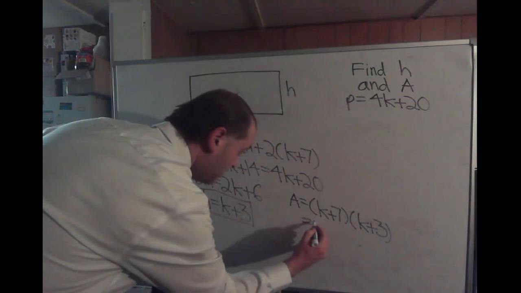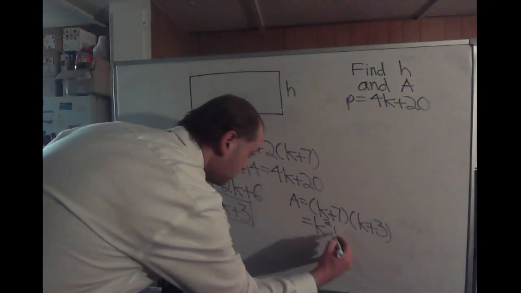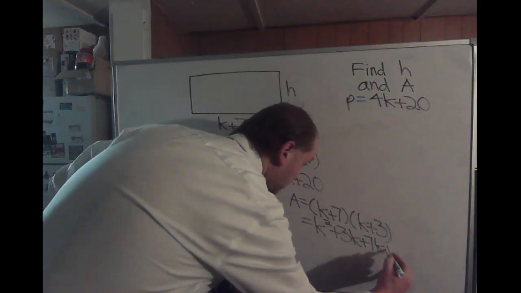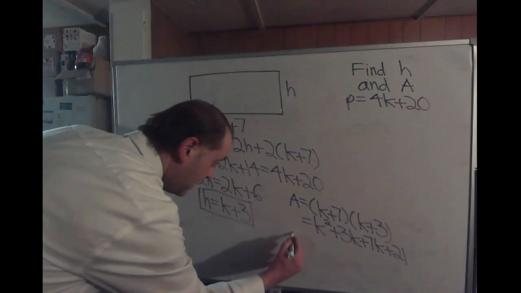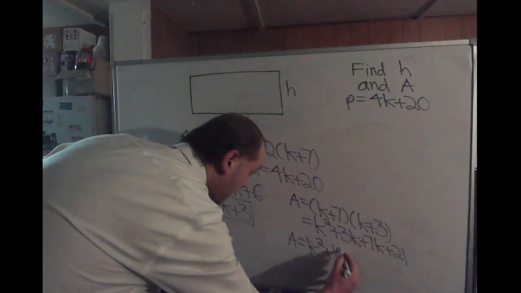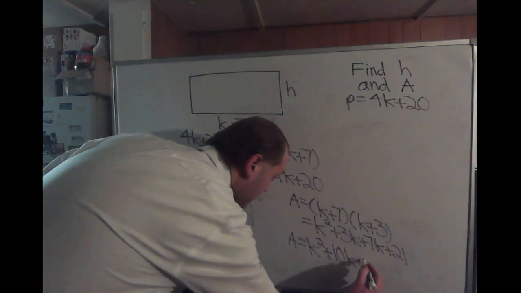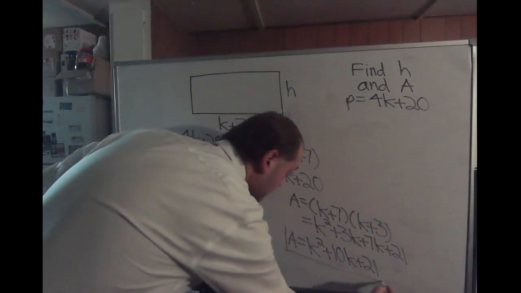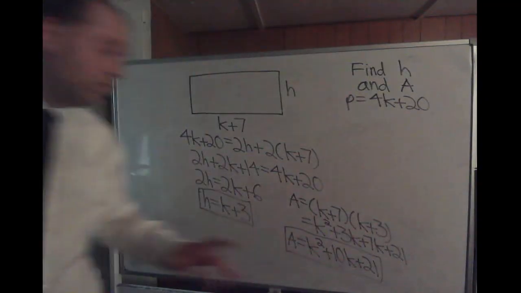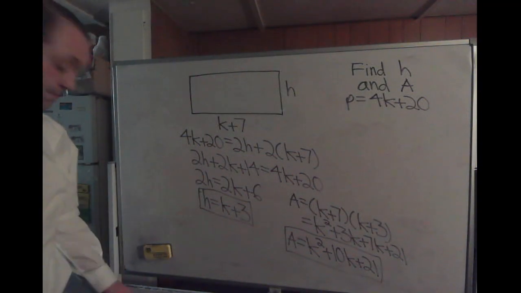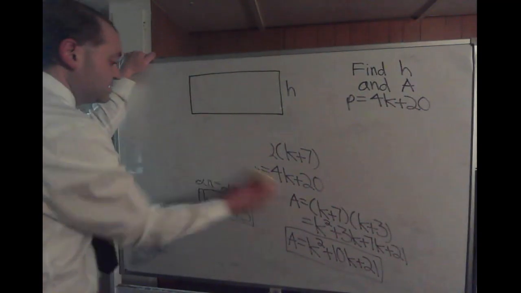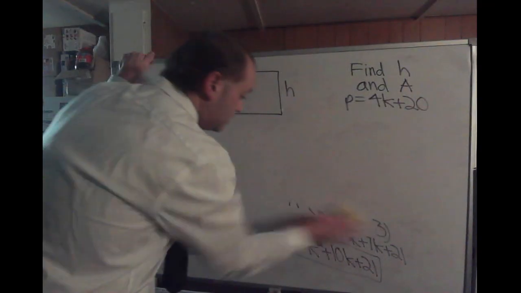So we'll FOIL this out. You'll get k squared plus 3k plus 7k plus 21. So all that means now is that your area is equal to k squared plus 10k plus 21. So for this rectangle, you get an area of k squared plus 10k plus 21 after you find the height to be k plus 3. 2 more problems with this rectangle, then we move on to some other types of exercises, which I think will also be very good.